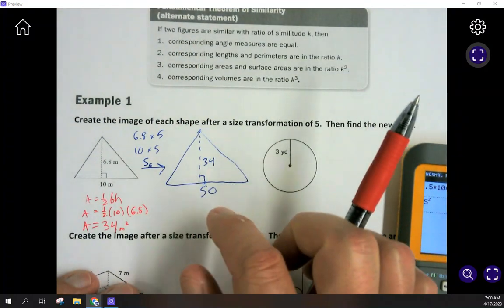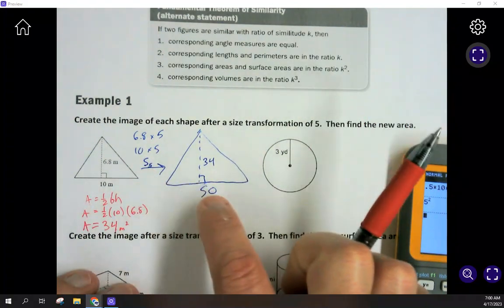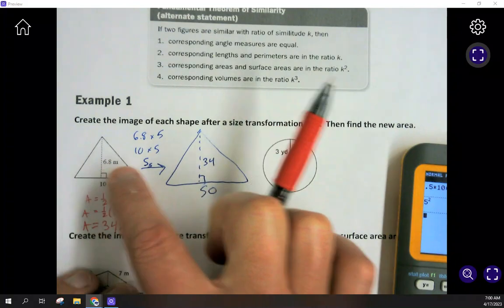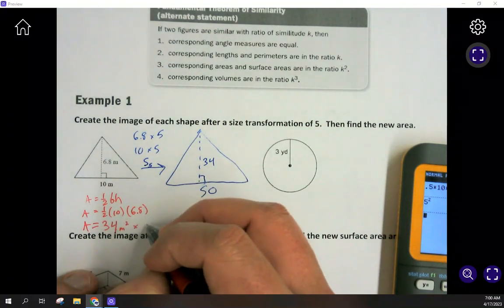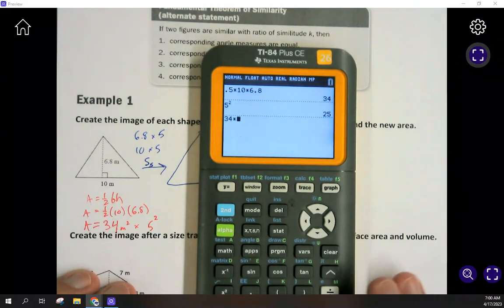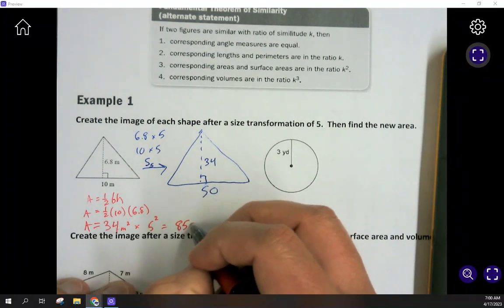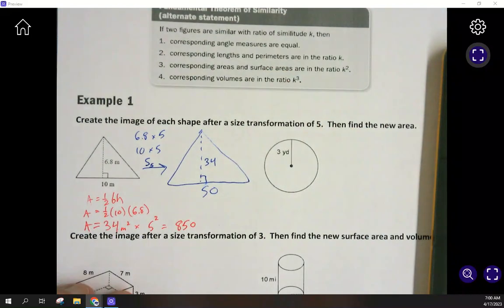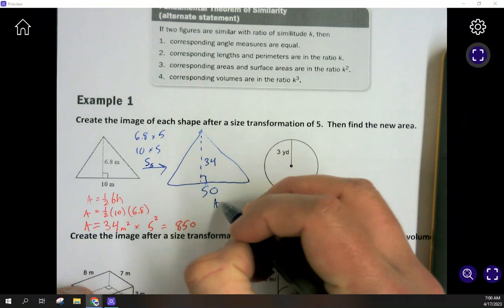The side lengths, all of the corresponding pieces besides the angles, will all be 5 times bigger. 10 became 50, this became 34, but the area will increase by 5 squared. So 34 times 5 squared, or 25, is 850. So we're predicting that the area of this is going to be 850. So let's take a look.